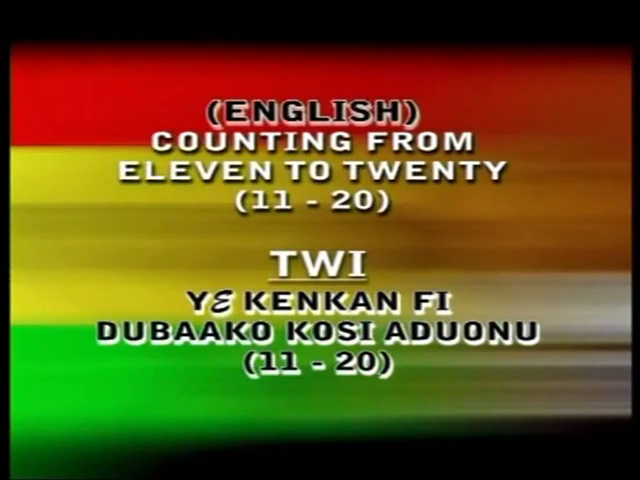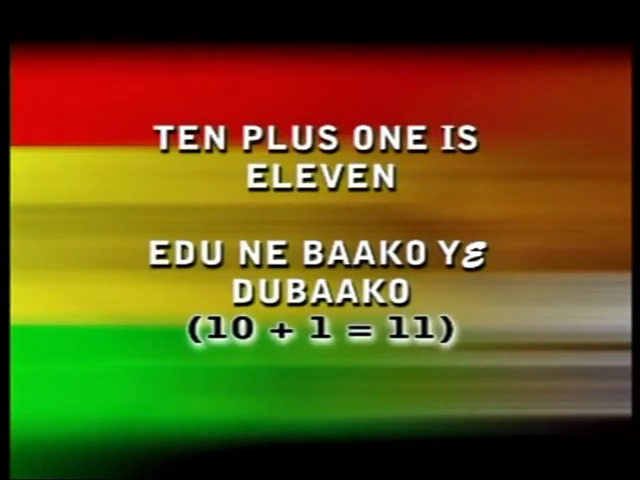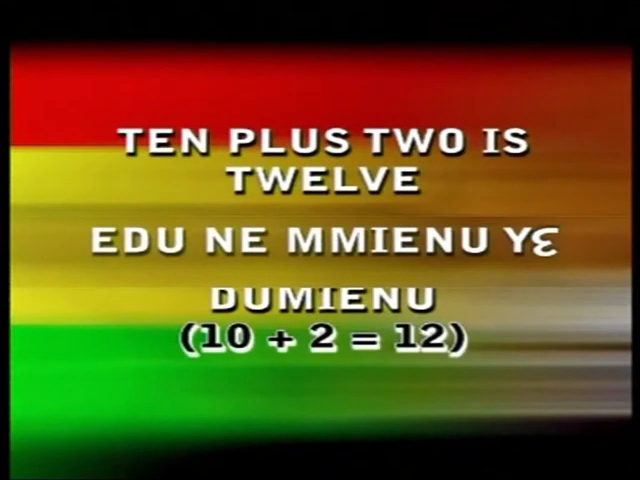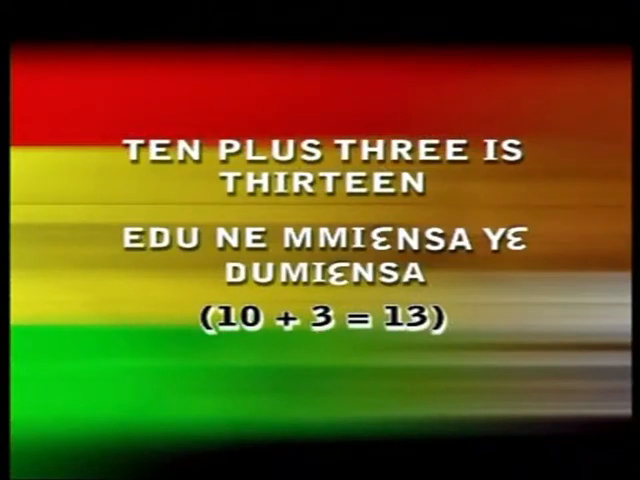Let's begin today's lesson. Note that we get the numerals from 11 to 20 by adding the units to 10 to get the answer needed. Example: 10 plus 1 equals 11. Edu ni baako ye du baako. 10 plus 2 equals 12. Edu ni mienu ye du mienu. 10 plus 3 equals 13. Edu ni miensa ye du miensa.